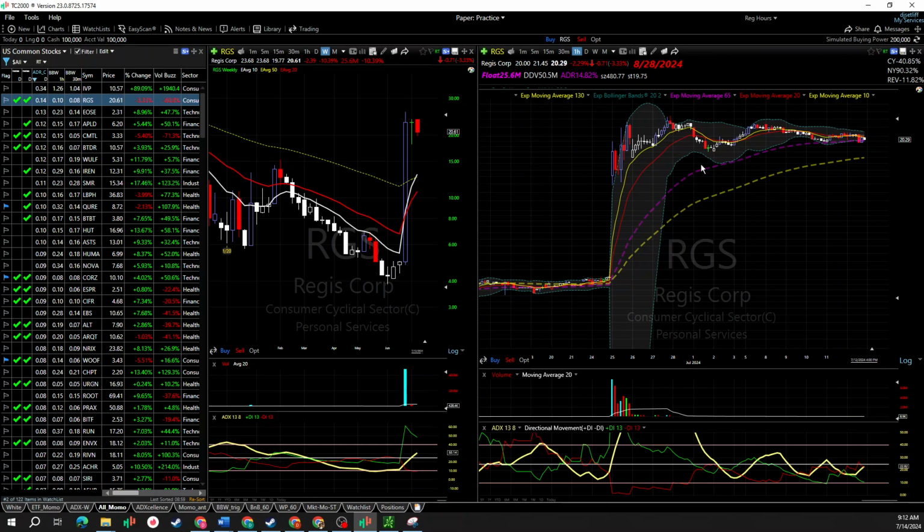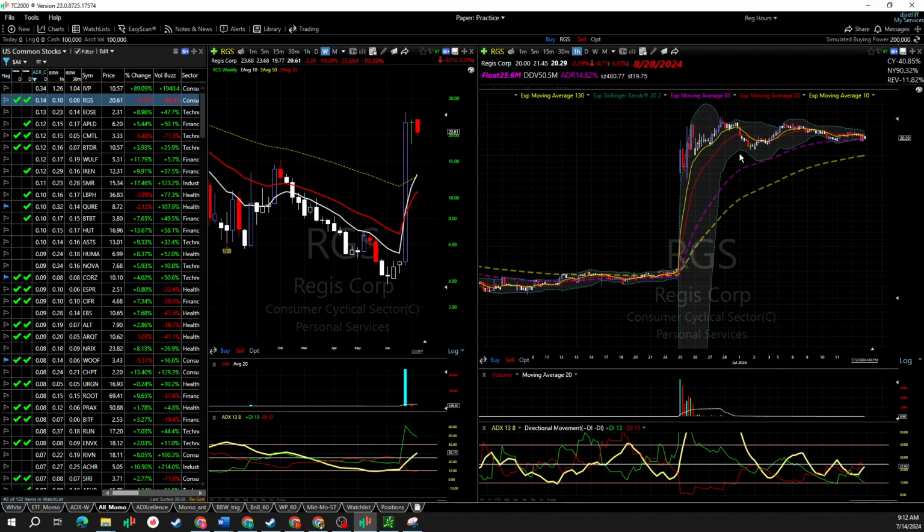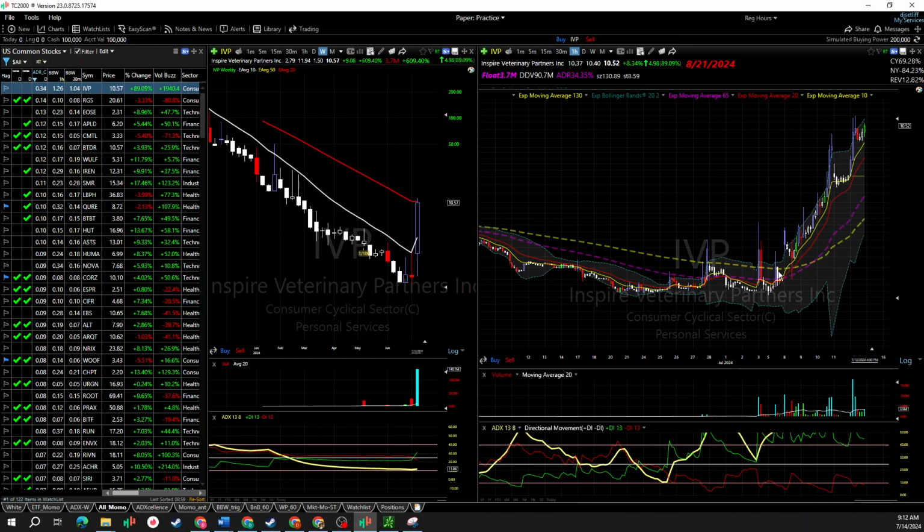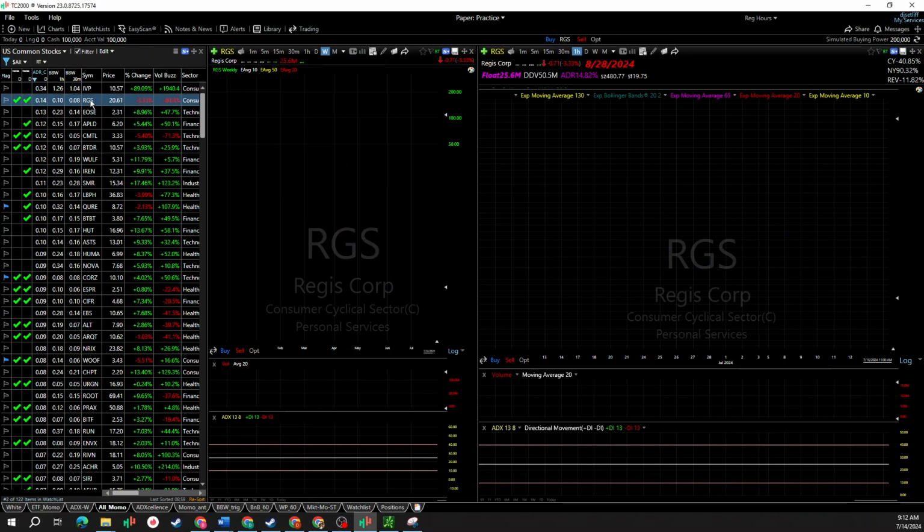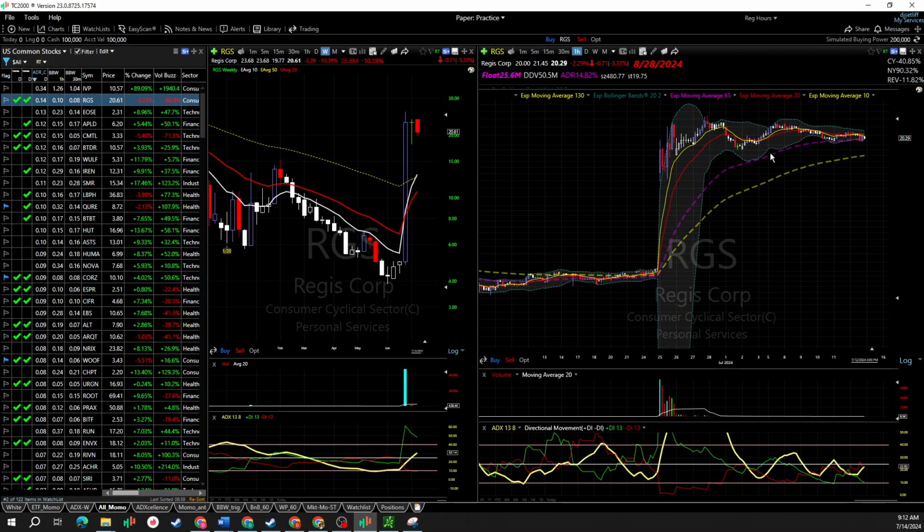And so what often happens is, and this is just an observation from this chart, so if we look at IVP, there weren't a lot of areas where the 10 and the 20 were sloping down, which would indicate a sell-off. For these moving averages to slope down, it would indicate that the price action has sold off enough for those moving averages to pull back. So in RGS, that was the case here. You have this period of time here where the 20 starts to slope down, the 10 starts to slope down, and then the 10 is under the 20 for a short period of time.